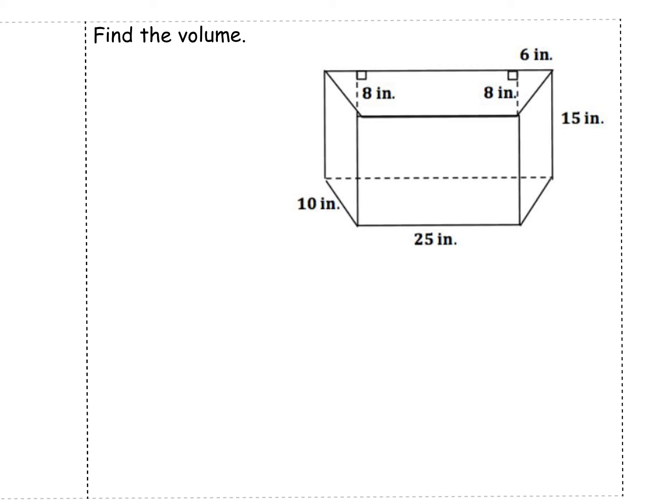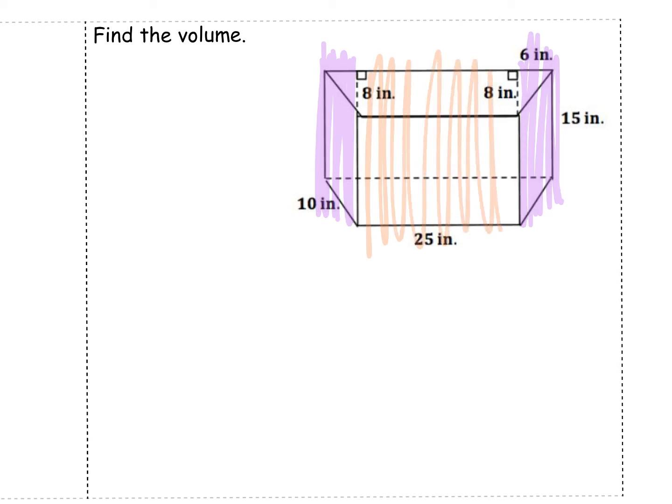And lastly, we have a trapezoidal prism. And so we don't have a formula for this, but I can think about what I know. And I'm going to actually cut this apart. I see I have a triangular prism here and a triangular prism here. The nice thing is they're the same. And then in the middle, I have a rectangular prism. And so I need to find those individual parts and then add them all together. So I'm going to start with the rectangular prism because that's the easy one.